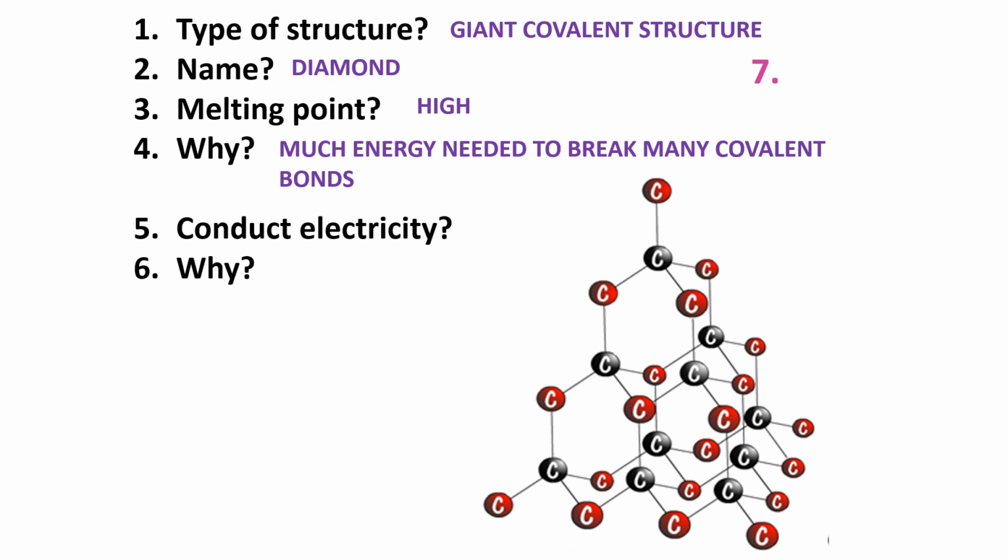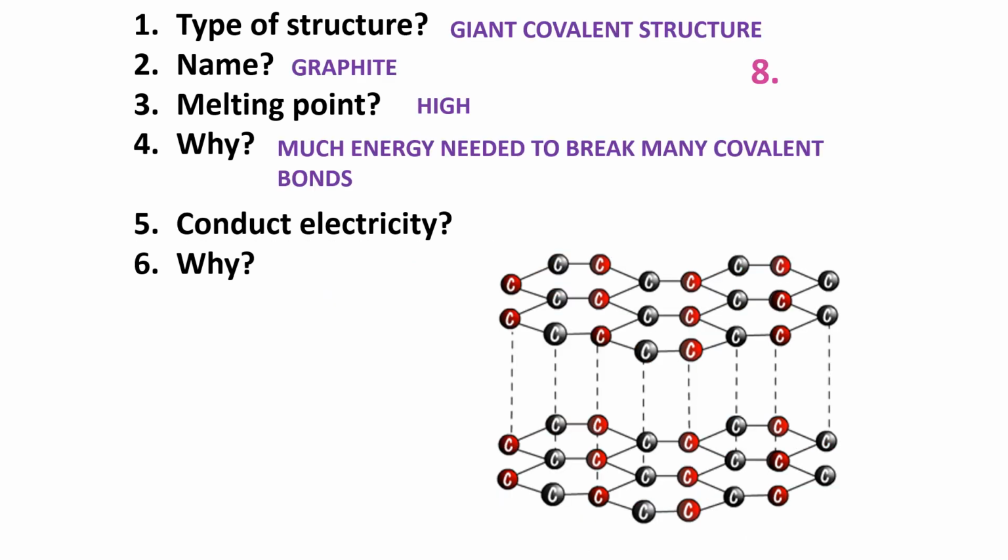You can see that here the carbons all have 4 covalent bonds. So because they've got 4 covalent bonds, they don't conduct electricity because they've got no free electrons. Okay, no free ions or electrons. Okay, 4 bonds per carbon.